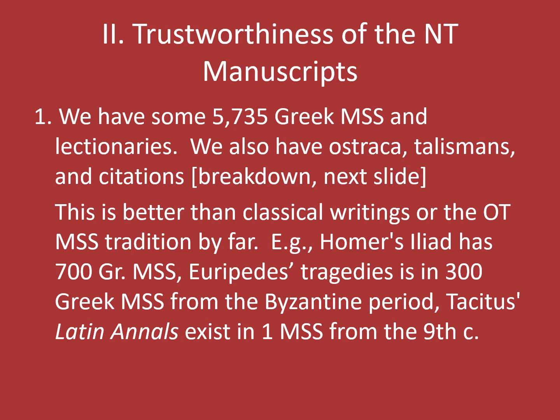We can break this down in the next slide, but before we move on, let's just take note of how this trustworthy tradition of our New Testament manuscripts is a very strong tradition. It's better than the classical writings or Old Testament manuscripts, better by far. For example, Homer's Iliad has some 700 Greek manuscripts, and Euripides' Tragedies is in 300 Greek manuscripts from the Byzantine period. And then Tacitus's Latin Annals exist in just one manuscript that comes from the 9th century.